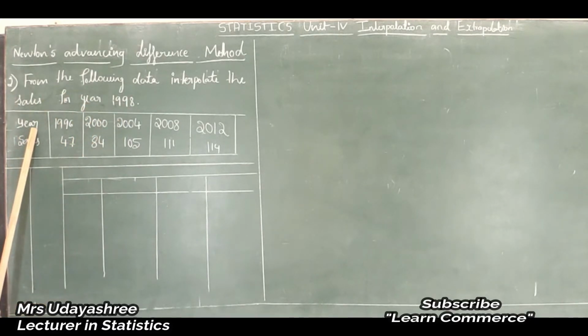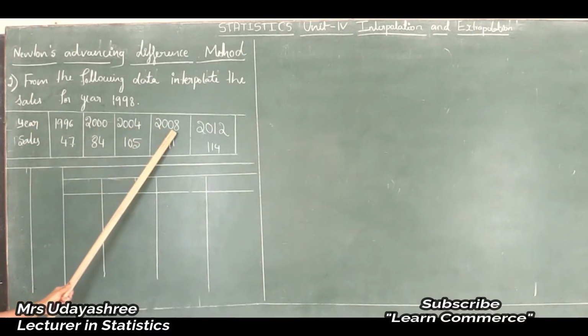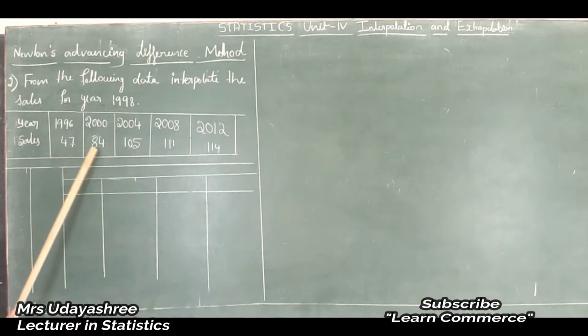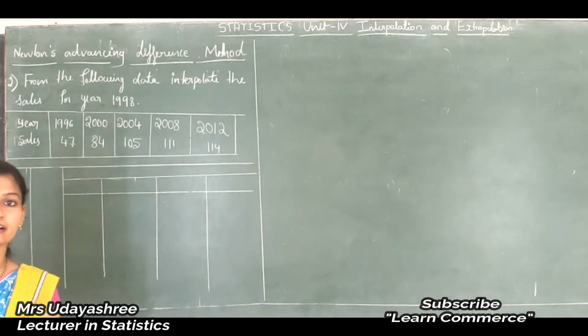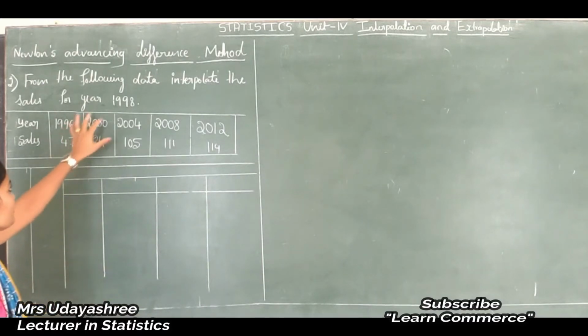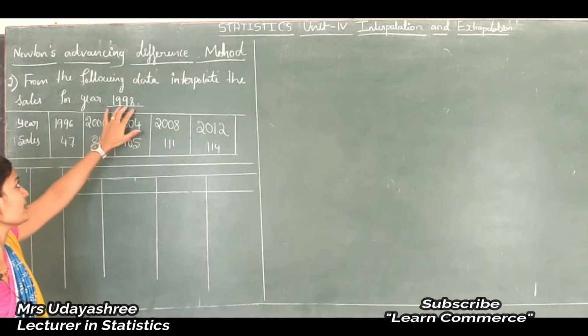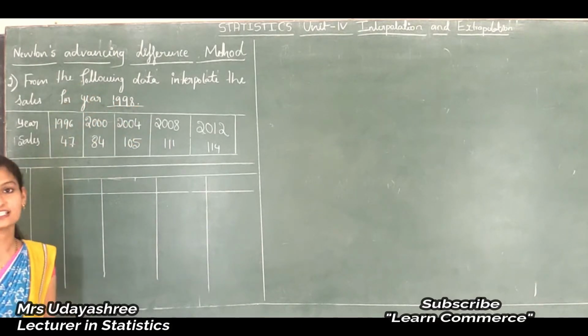Here the given information is years and sales. The years are 1996, 2000, 2004, 2008 and 2012, and the sales observations are 47, 84, 105, 111 and 114. These are the given informations. Here the interpolated value is for 1998. So how to find this value of y at the interpolated value? Therefore we need to use Newton's advancing difference method.